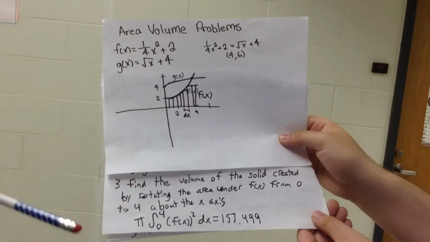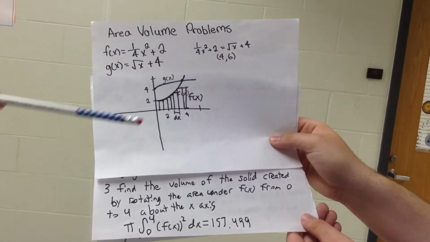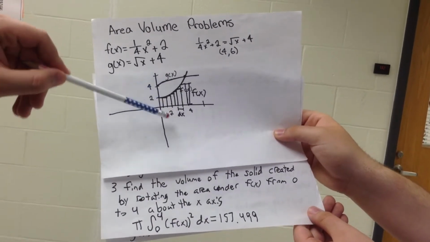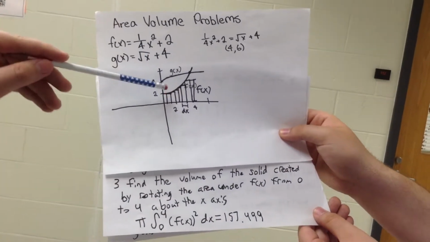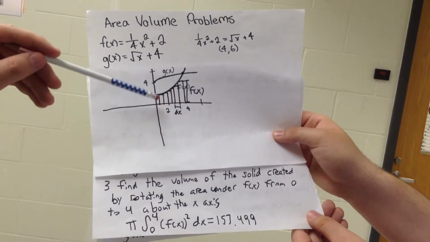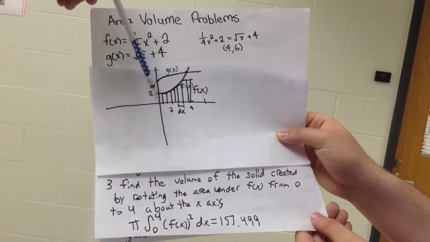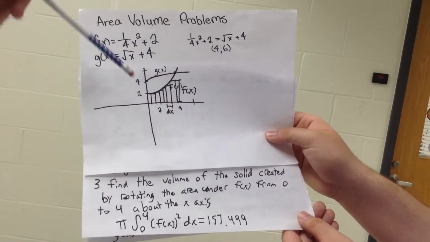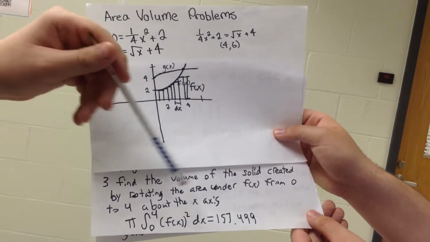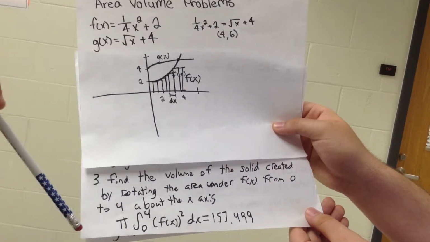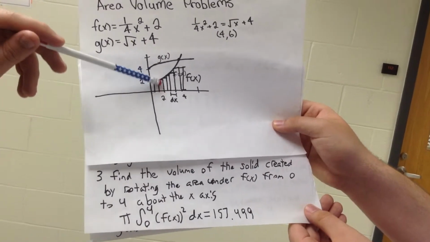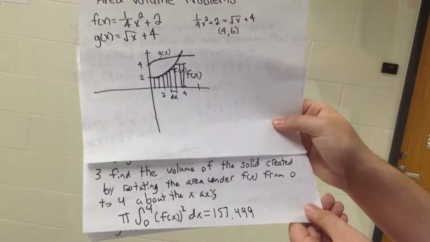We solved this using a process known as disk method, where basically all the rectangles that we used in the other problem become disks after being rotated all the way around, and it's just an infinite number of little disks. And since the equation to find the area of a circle is pi times the radius squared, this is pi times the radius squared.